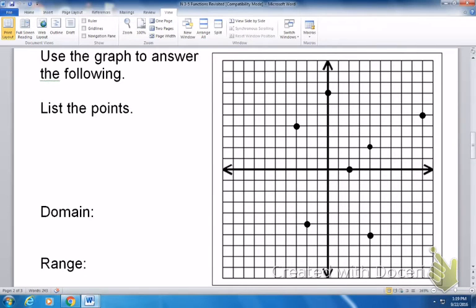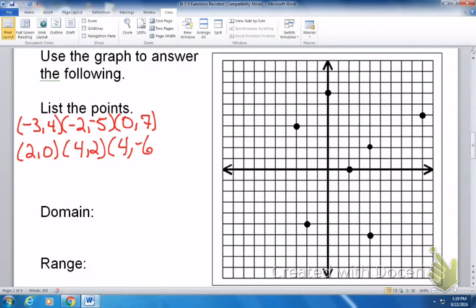This is a pretty easy set of problems also. The first thing we have to do is list the points, and you need to count very, very carefully, because if you miss this, you miss domain and range. So let's see, the first point I got negative 3, 4. I got negative 2, negative 5. I got 0, 7. I have 2, 0. I have 4, 2.